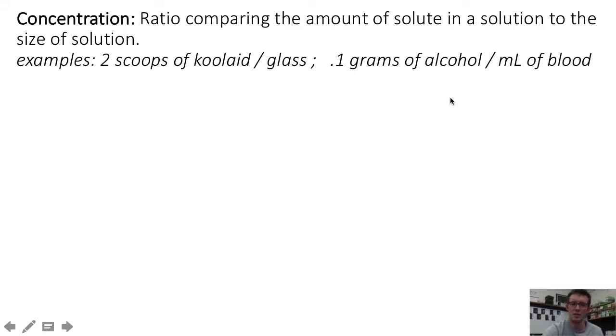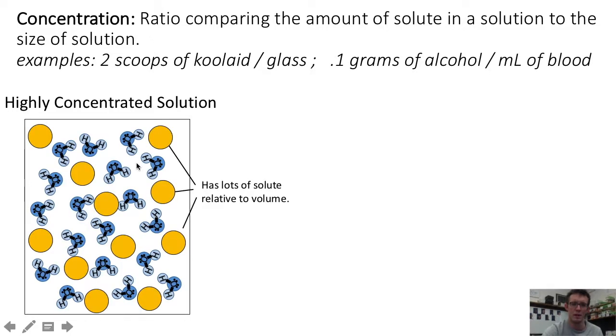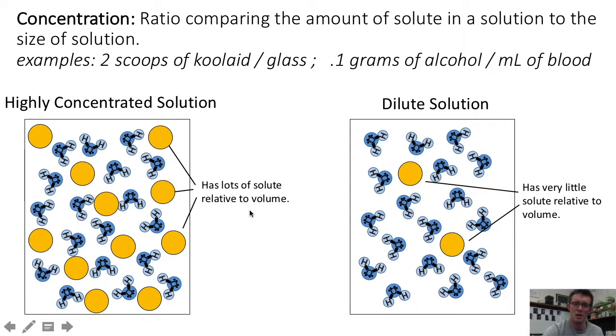Hey, Chem team. So we've learned that the concentration of a solution is just a ratio that compares the amount of solute that's dissolved in the solution to the total size of the solution. So a highly concentrated solution would be a solution that has a lot of solute dissolved within it relative to its volume, where a dilute solution or low concentration solution would have very little solute dissolved within it relative to the volume.